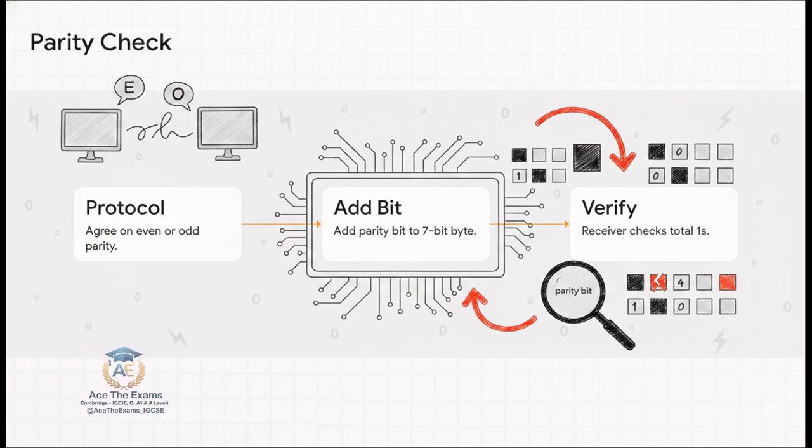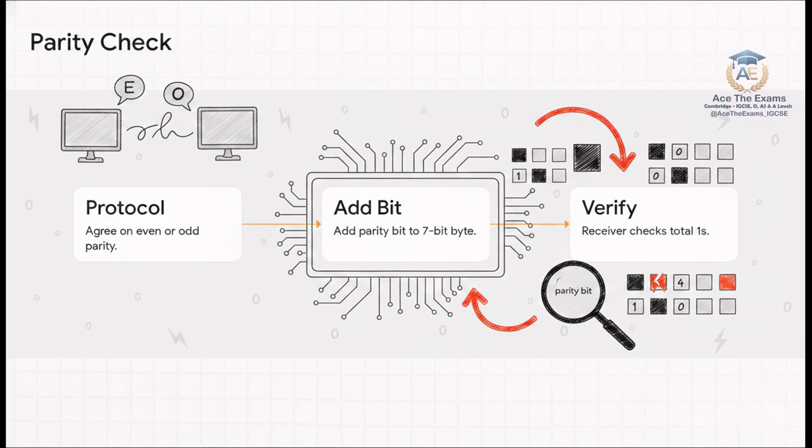The absolute simplest defense mechanism we use is called a parity check. Here's how it works in 3 quick steps. First, the sending and receiving computers agree on a protocol. Are we going to use even parity or odd parity? Second, the sender looks at a 7-bit byte of data, counts up the number of ones, and adds a final 8th bit, the parity bit, to make the total number of ones match that agreed-upon protocol.